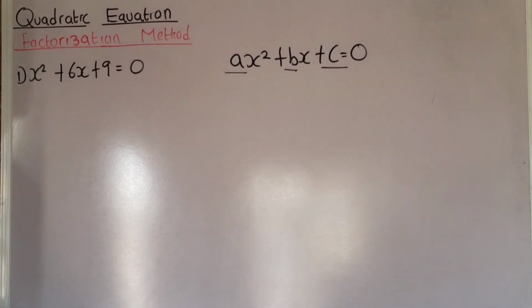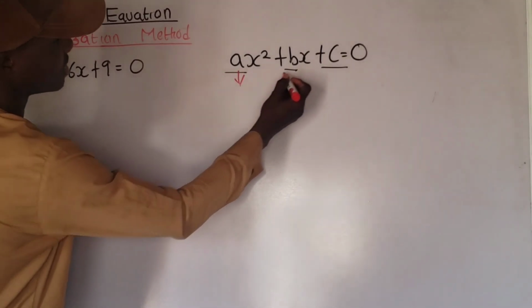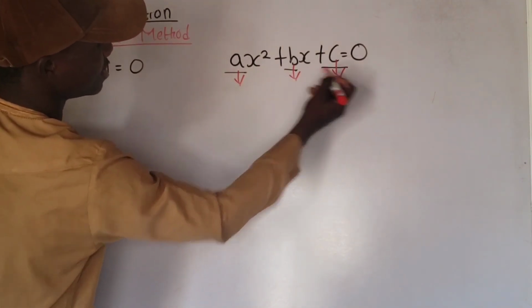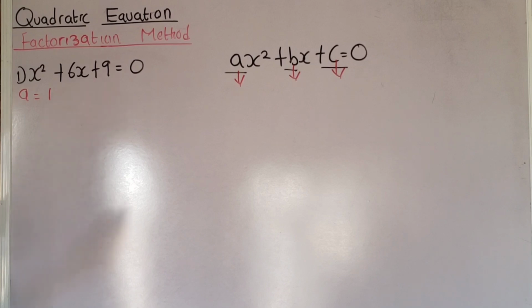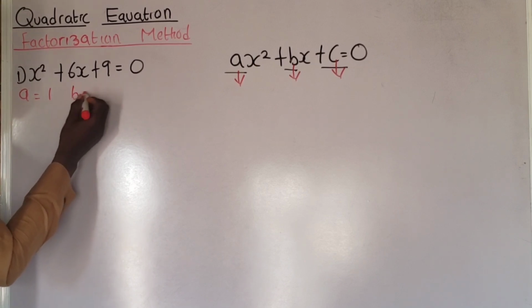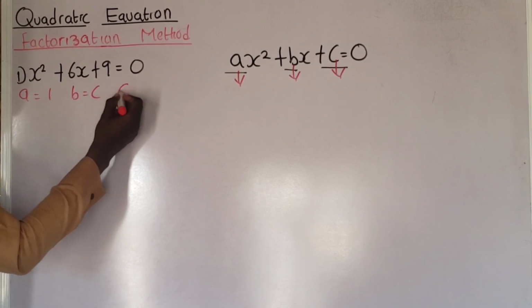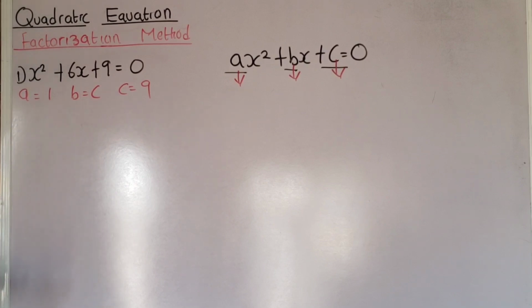The first term is a, the second term is b, and the third term is c. So a in this quadratic equation is 1, that means it is unity. And b is what? 6. And c equals what? 9. So the first step here is that we must find two numbers.